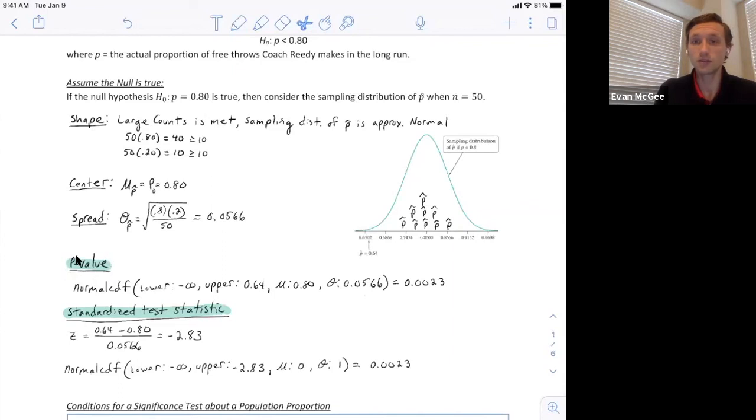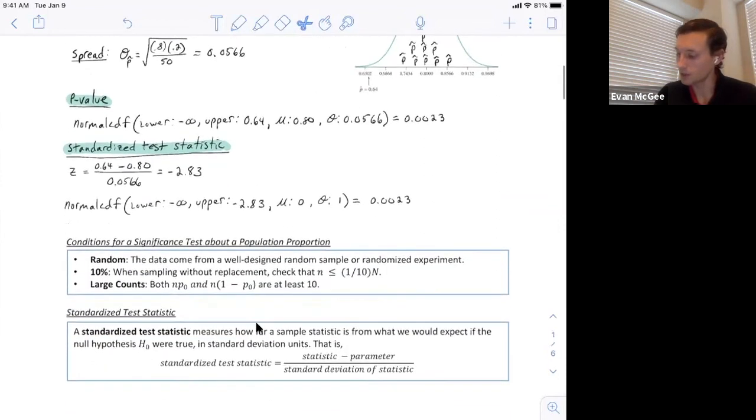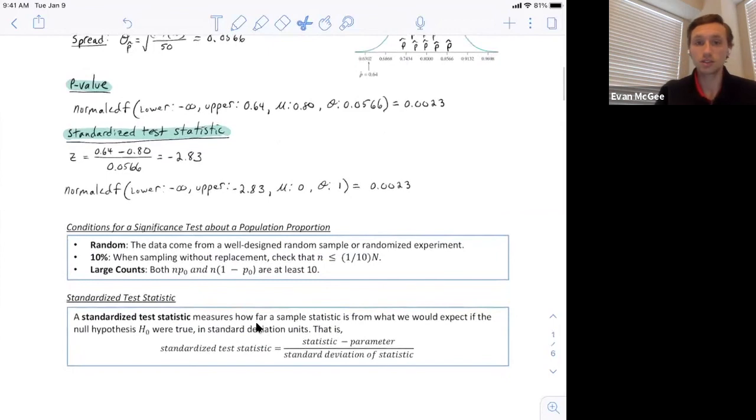You just need to have a p-value, and then you can draw your conclusion based on your alpha level. But I wanted to give you an understanding of where this p-value comes from and what the standardized test statistic is. So moving forward, in order to run a test, we are going to have to check the conditions to make sure the sampling distribution is normal. But when you're checking the conditions, you're always going to be assuming that the null is true. So the random condition, we've done that a million times. 10% when you're sampling without replacement. We have to make sure our sample is less than 10%.